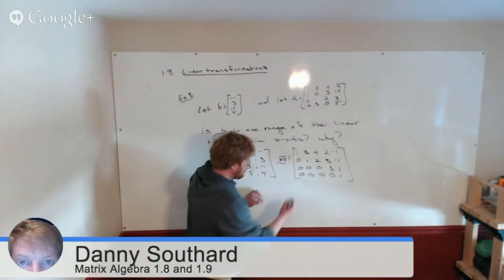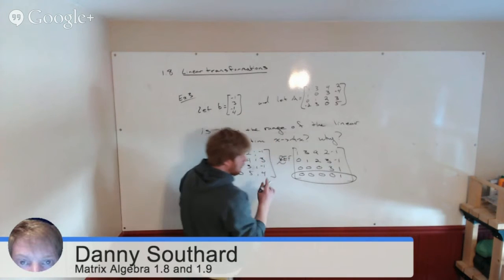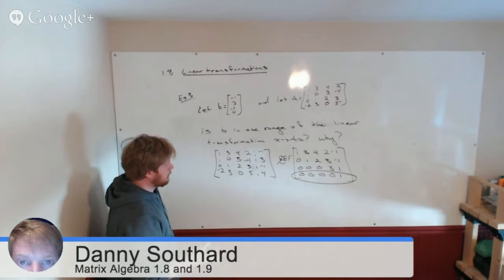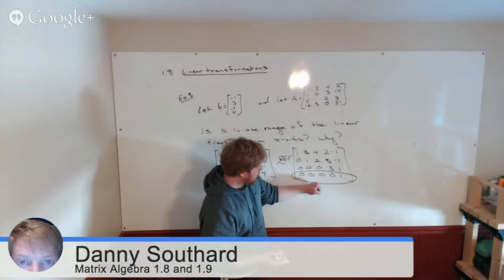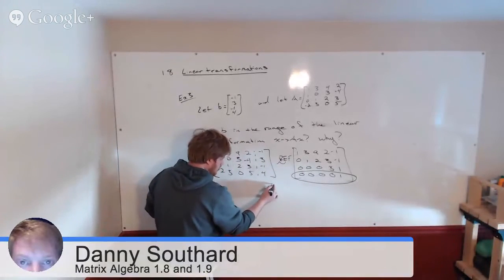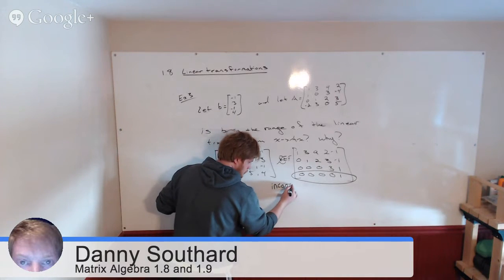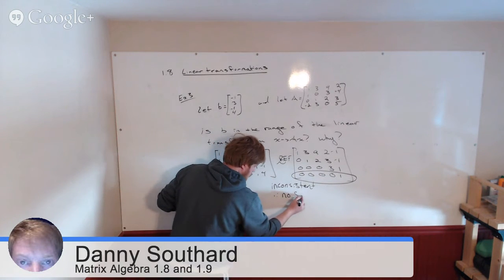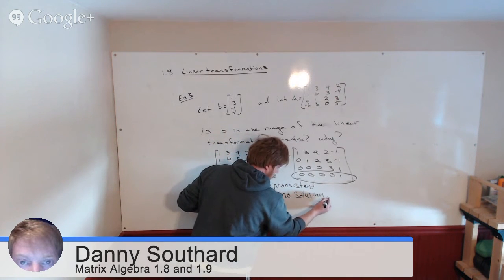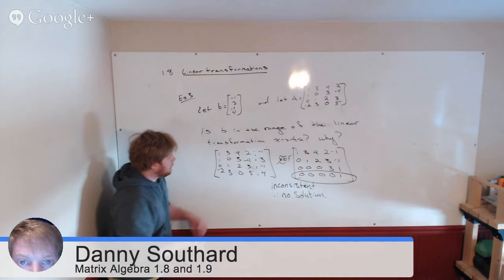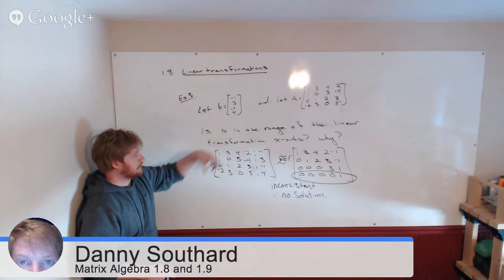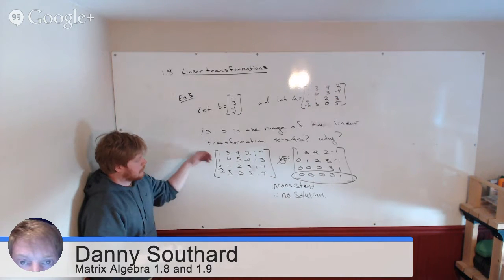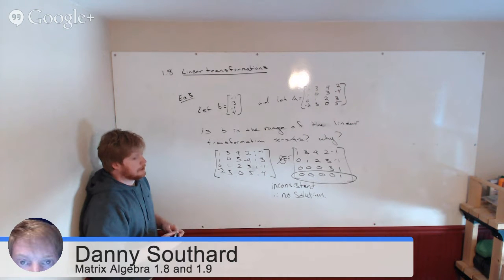In this case, we have a problem in that last row. So you have an inconsistent matrix, so we have no solution. So to answer the question, no, this is not in the range of A because there is no vector x that will take me to B.